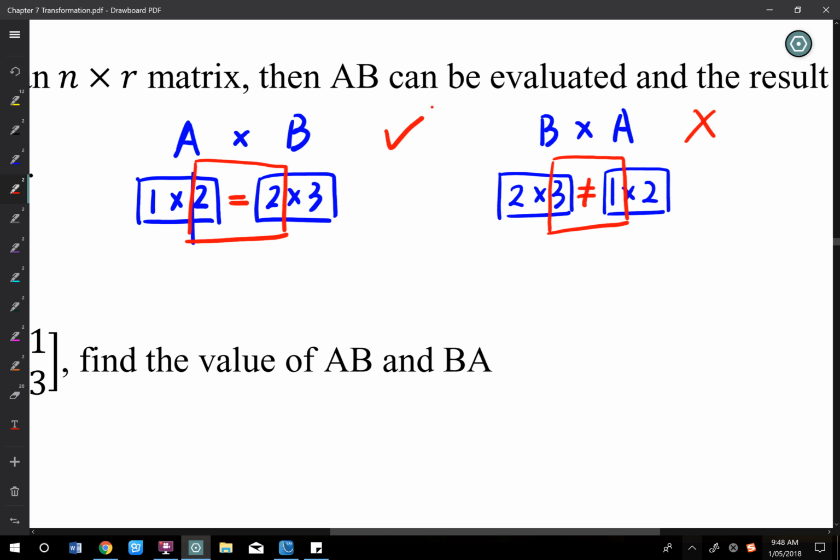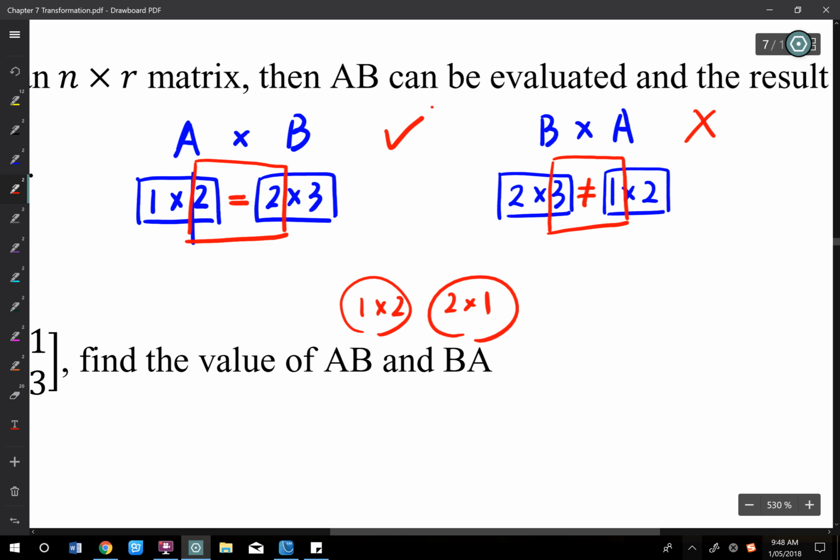For example, if you have two matrices, 1 times 2 and 2 times 1, when you swap them you can still times them, because the middle two are still the same. So sometimes A times B and B times A can both be operated, but the answer won't be the same. Even though both are fine, the final answer might be different. 90% of the time it will be different. If it's the same, it's by coincidence, because it's calculated in a different way.